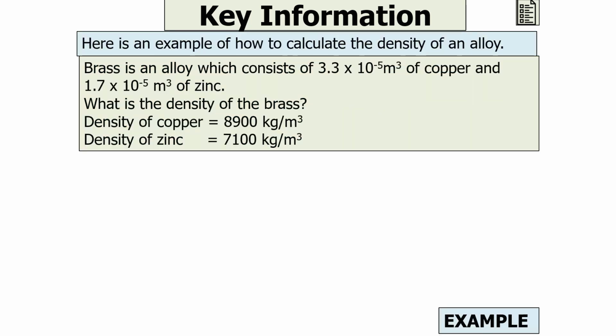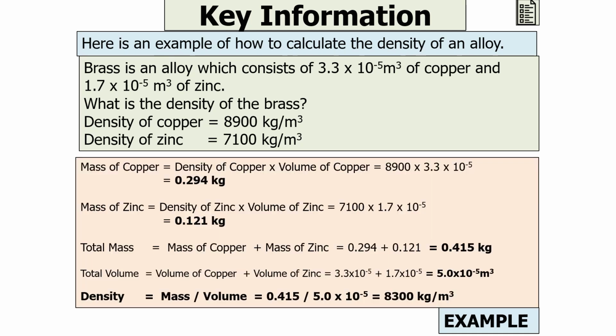So let's have a look at an example of how this works. Brass is an alloy which consists of 3.3 times 10 to the minus 5 meters cubed of copper and 1.7 times 10 to the minus 5 meters cubed of zinc. What is the density of brass when the density of copper is 8,900 kilograms per meter cubed and the density of zinc is 7,100 kilograms per meter cubed?